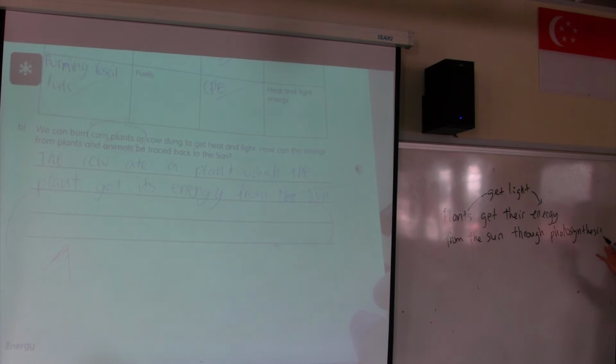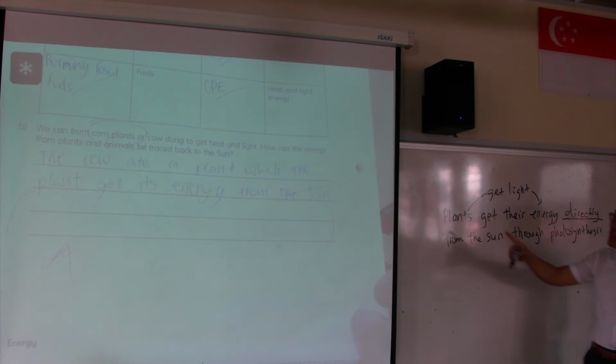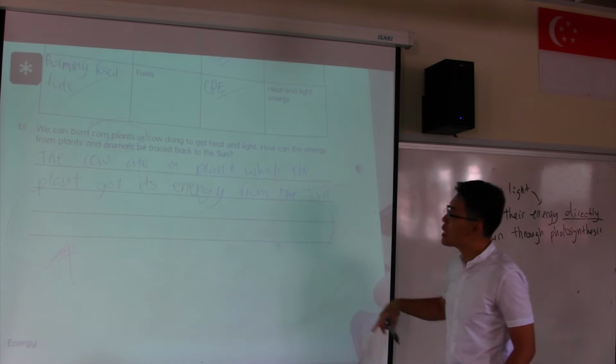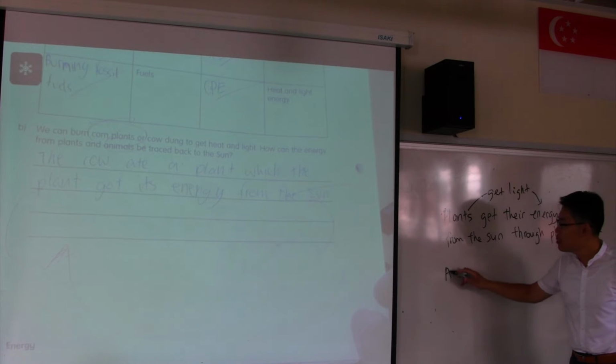Plants get light energy from the sun. Is there one word I can add here? A D word? Directly. Yeah, okay, directly. Now this answer is only part of it. But how to answer the other part about animals? How do you answer the animals part? And animals?